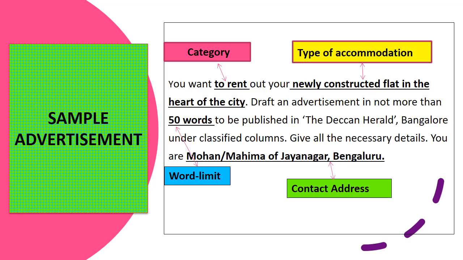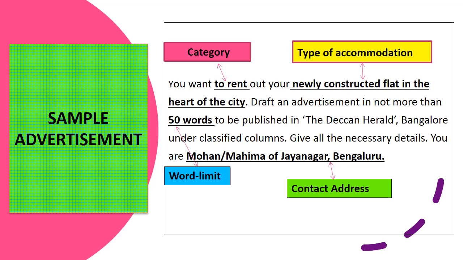Now students, let us see what value points are already there in the question which can be used while writing our advertisement. I'm going to read the question once again. You want to rent out your newly constructed flat in the heart of the city. So now here our category is to rent. It means we are going to write under the category to let or available for rent. Now, what is the type of accommodation? It is a newly constructed flat. And where is it situated? In the heart of the city. So this has already been provided.